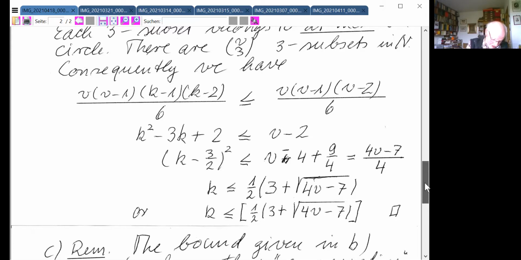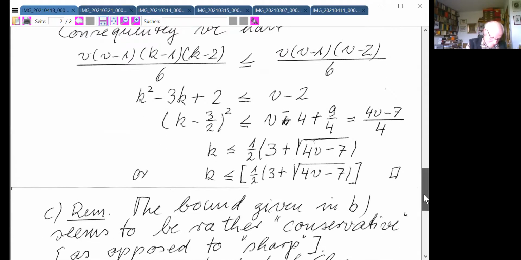And of course, since k must be an integer, we can take the bracket. This is the greatest integer less... well, did I mention this? No. These square brackets with x in them mean the greatest integer less or equal to x. So that's a small reduction.